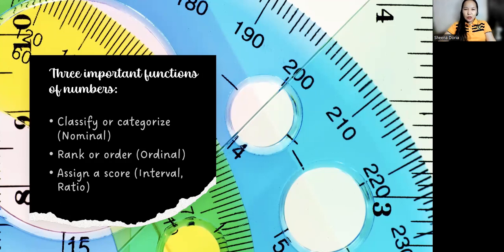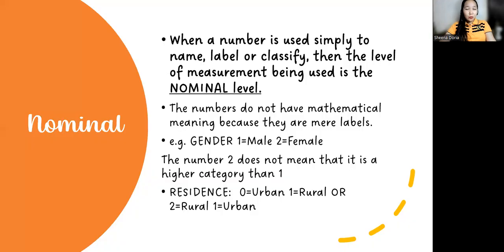Okay, so we start with the lowest level of measurement, which is called your nominal data or nominal level of measurement. So when a number is used to simply name, label, or classify, then the level of measurement being used is the nominal level. Okay. So sometimes in our researches, the most common variable that you have to deal with is gender, and when you process it, you may assign them with numbers to simplify. So instead of writing male, you assign it with 1, and instead of writing female, you assign it with 2. Okay? But these numbers do not have mathematical meaning because these are just mere labels.